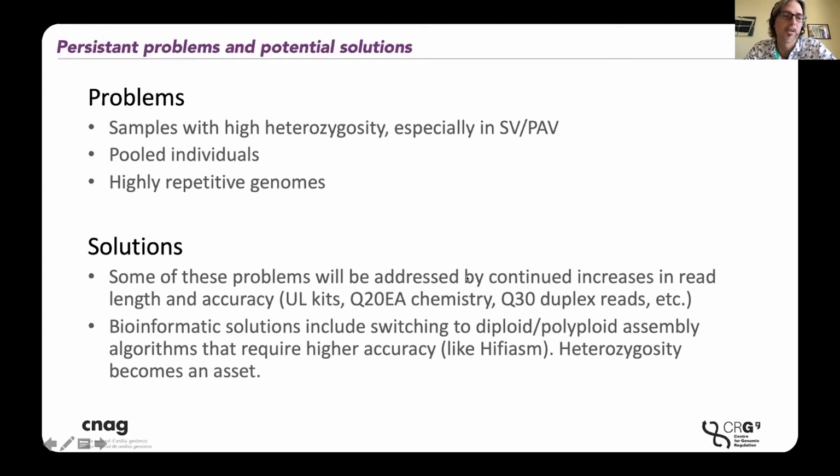We get better and better assemblies as the accuracy increases as well. So ultra long kits, the Q20 early access chemistry, and maybe in the future, this kind of Q30 duplex reads that Nanopore is talking about, and some switches in the algorithms used. We're going to keep pace with the chemistry by switching to assembly algorithms that take the high accuracy into account.